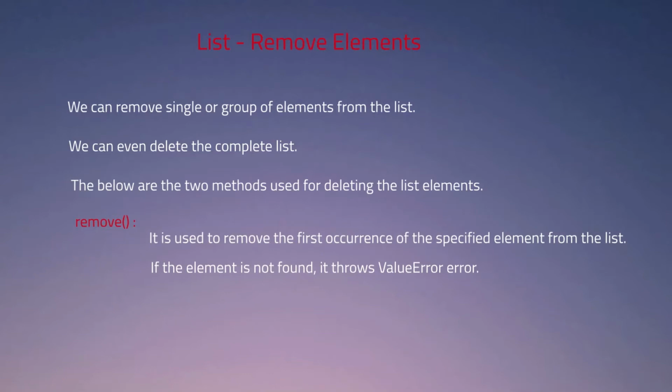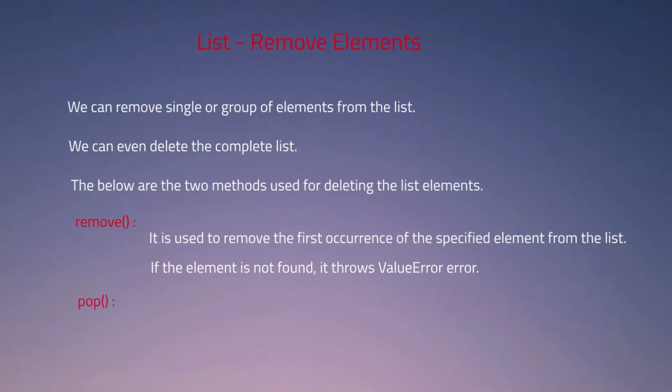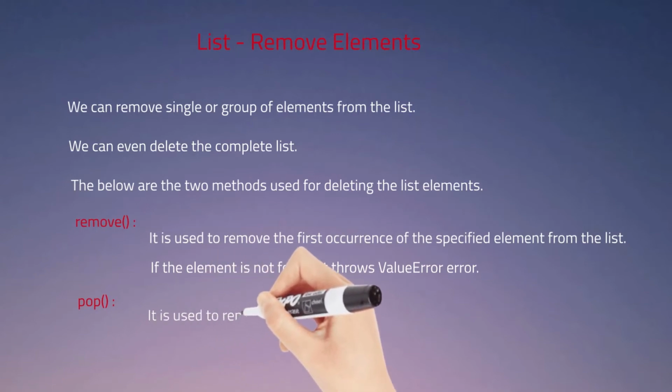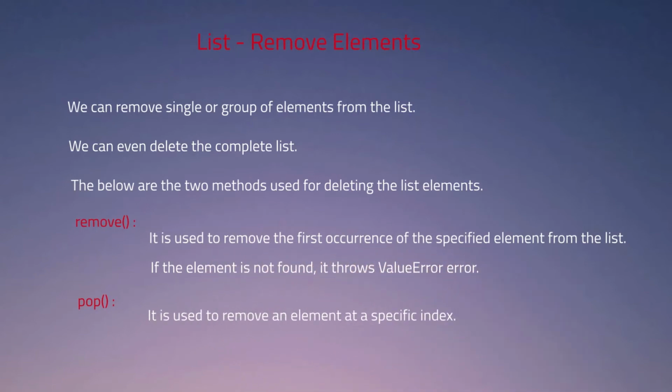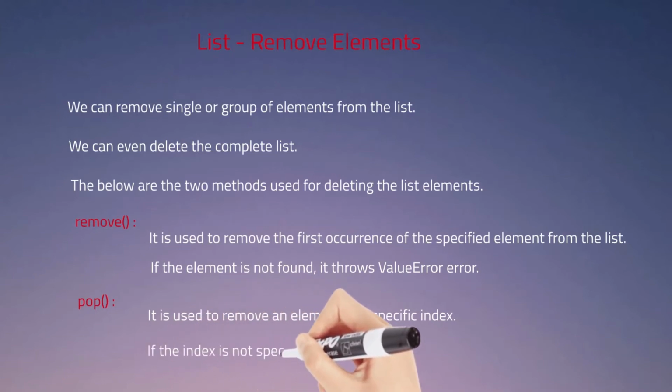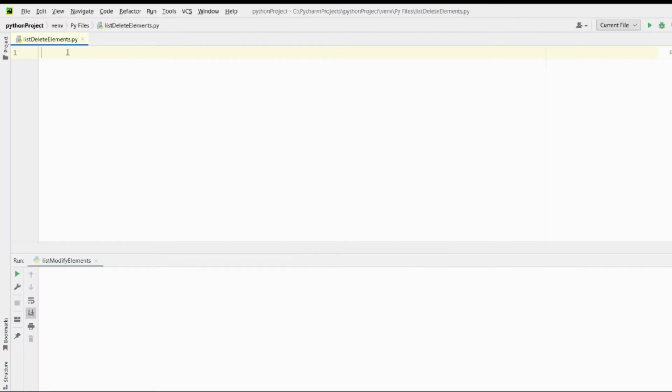The second method is the pop method. In the pop method, we specify the actual index of the element that we want to get removed from the list. If we don't specify any index in the pop method, then it removes and returns the last element from the list. Let's discuss deleting elements from the list using a program.